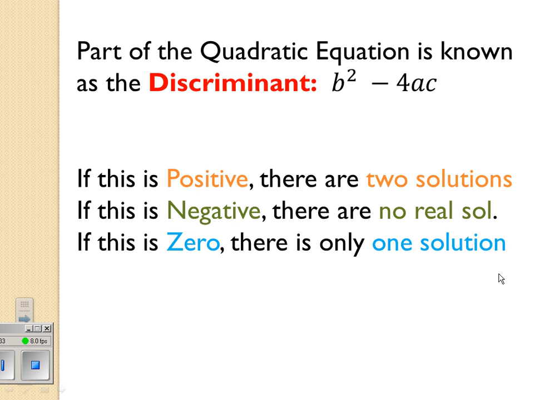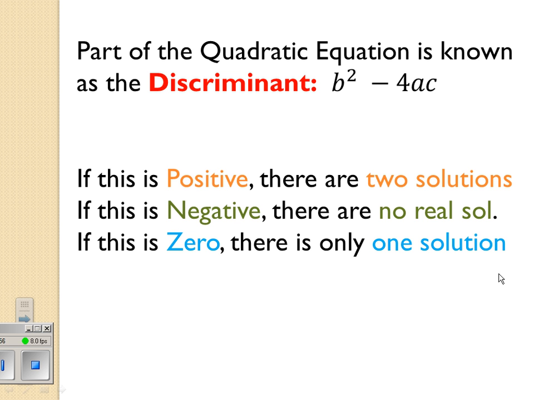Now, that provides us with a little bit of information. If we end up with a positive amount underneath our square root symbol, we can take the square root of positive amounts. So therefore, we would end up with plus or minus that square root as part of our equation, and we'd end up with two different solutions. So if the discriminant is positive, you will be finding two real solutions to your quadratic.